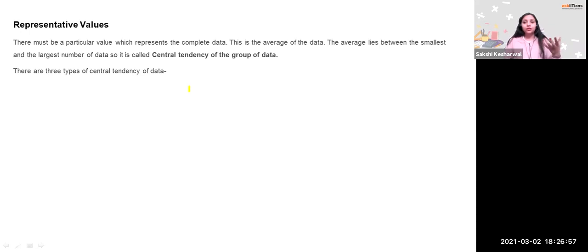You have given the examination, and your teacher says, yes, your average is around 75, right? So you say that you are below average, you're less than 75, or you are above average, means your marks are above 75. So it's like that. You take the entire set, and take all the observations, to represent the data completely, right? So this is the average of the data, and the average lies between the smallest and the largest value of the data. So it is called the central tendency of the group of data.